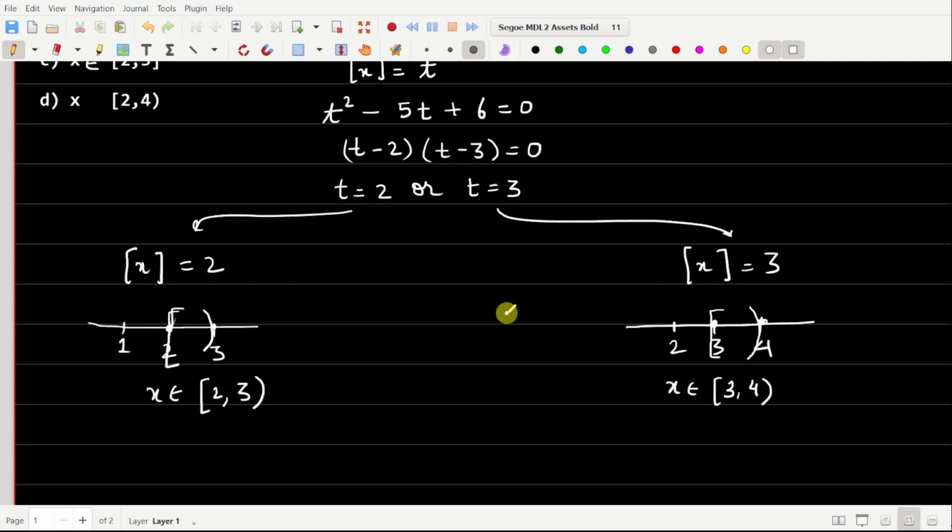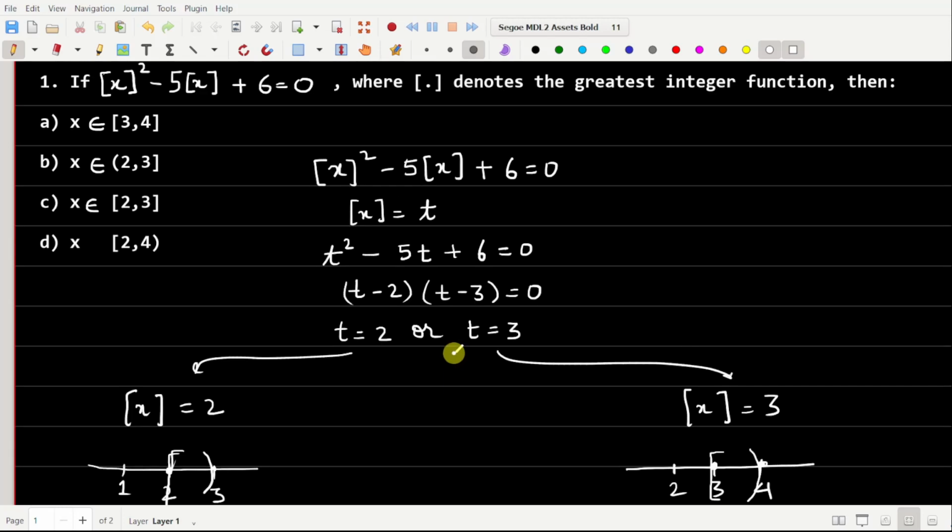Now because this is an or condition, we have to take the union of these two regions. So x belongs to 2 to 3 and then x belongs to 3 to 4. We can directly write x belongs to 2 to 4, where 2 is closed whereas 4 is an open interval. This is the answer. Let us check. Yes, D is the correct option, 2 to 4.